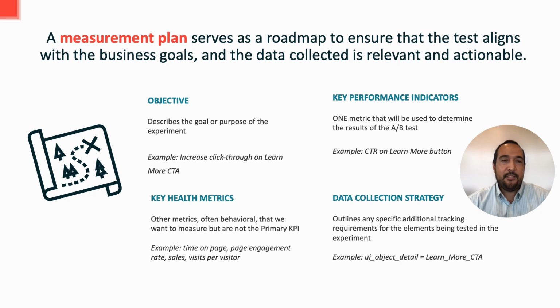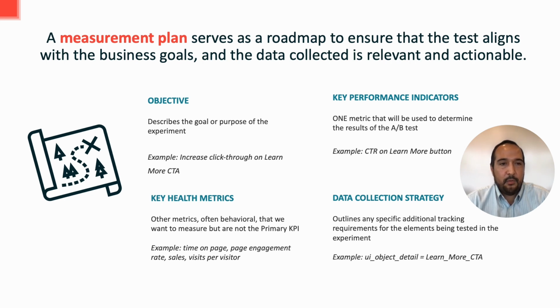The first step in ensuring a proper implementation includes ensuring we have a properly set up measurement plan. And a measurement plan serves as a roadmap to ensure that the test that we are running aligns with the business goals that we have in hand, and the data collected is relevant and actionable. And a measurement plan contains 4 primary components: an objective, key performance indicators, key health metrics, and data collection strategy.